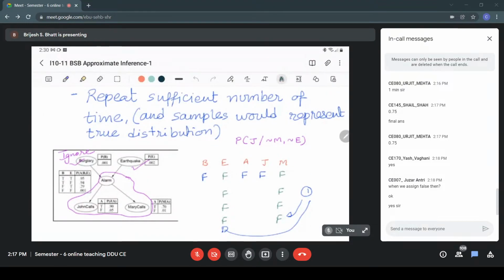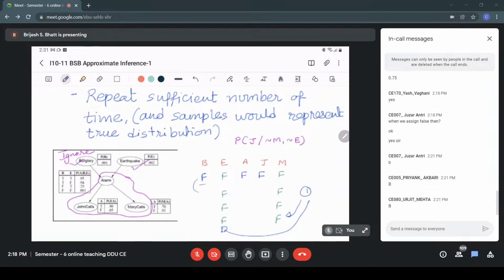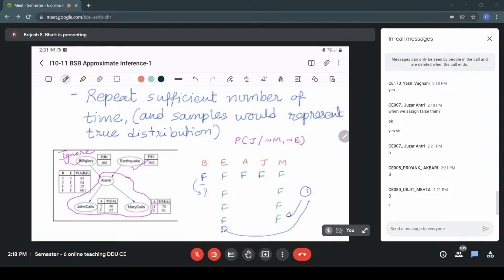And the inference question that we are asking is: probability of J given Mary has not called and earthquake has not happened. And this is the first sample. Everything is false. So what will be the second sample now? You start with, in the second sample, which variable will you consider? You will flip B in the second sample, given that everything else is fixed.